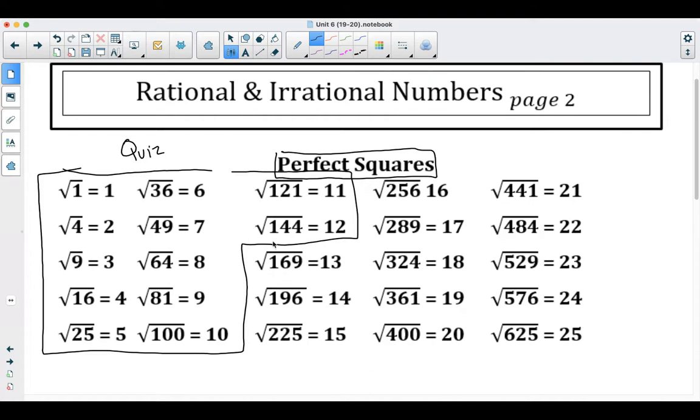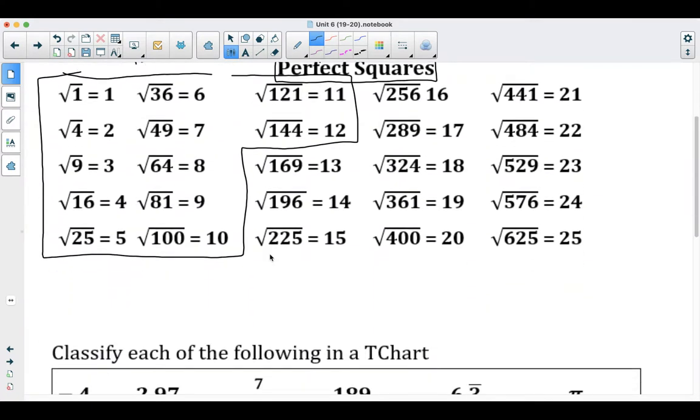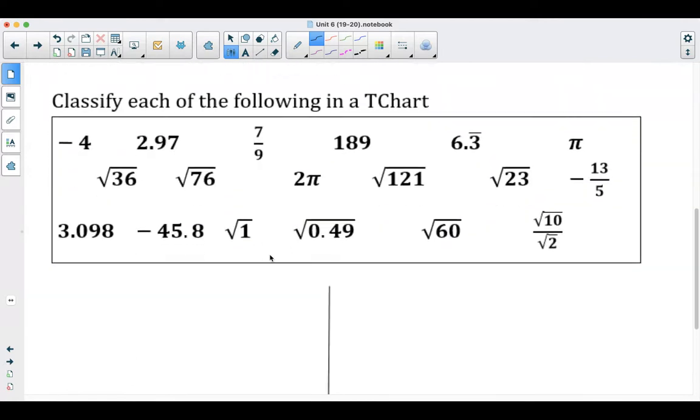But again, this part from 1 to 12, the square root of, is going to be a quiz for my class if you are in it.